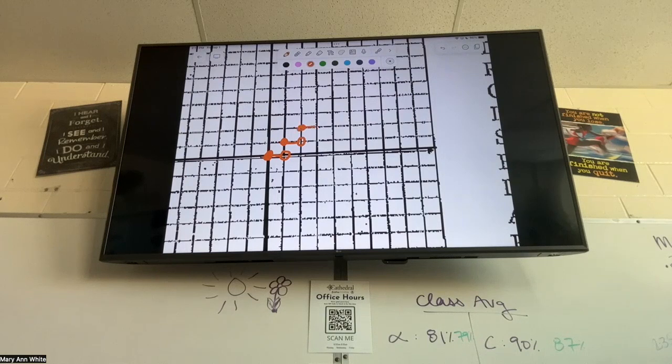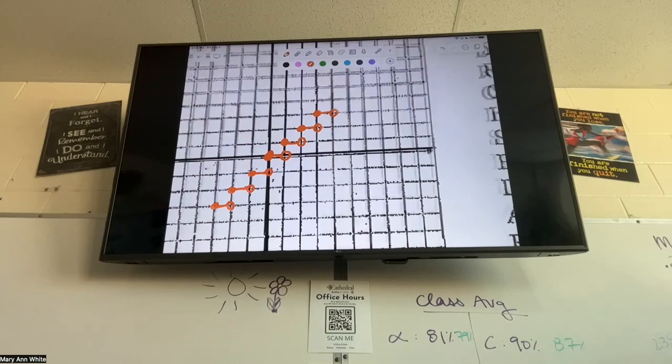Closed circle on 2, open circle on 3. Closed circle on 3, open circle on 4. You don't need to do it much more than that. Just do a few. And then I'll do a couple in the negative direction as well. Closed circle, open circle, closed circle, open circle, closed circle, open circle. So it looks just kind of like a stair step.